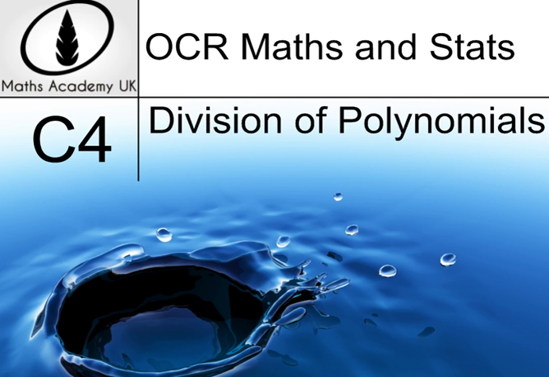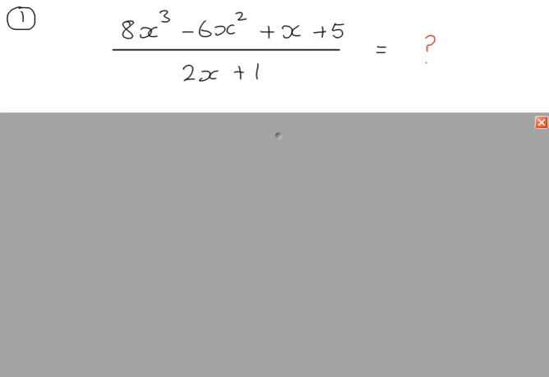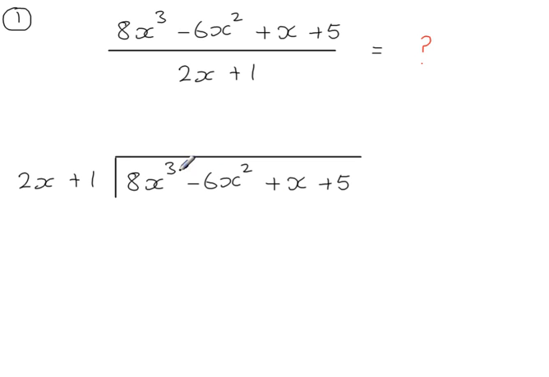Division of polynomials. Example 1. Make sure the terms are in descending powers of x, so powers of x going down. Take the leftmost terms and divide them. So 8x cubed divided by 2x, 4x squared.